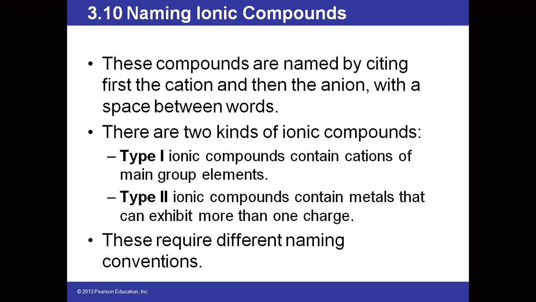Now, these compounds are named by citing first the cation and then the anion with a space between the words. There are 2 kinds of ionic compounds: those that contain cations of main group elements, and then there's ionic compounds that contain metals that exhibit more than one charge. Sometimes these require different naming conventions, which we won't really venture into. If you memorize the polyatomic ions, it would make it a little bit less of a complex arrangement.